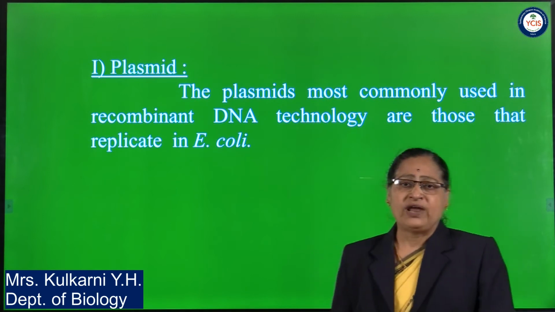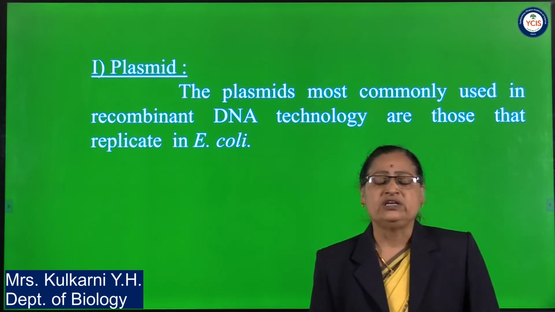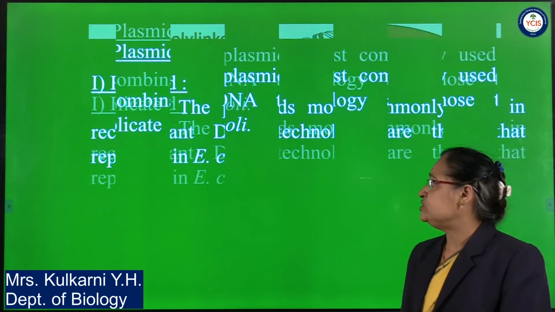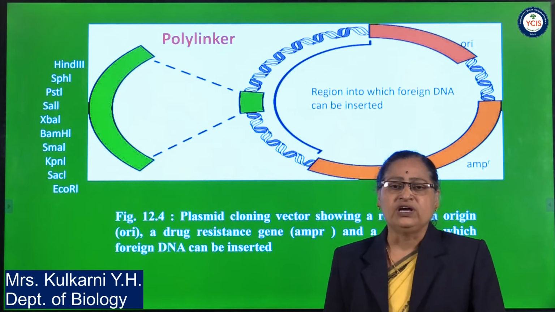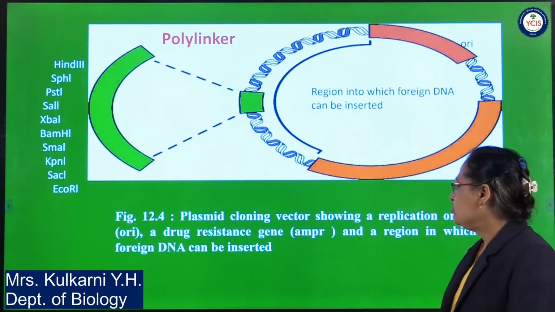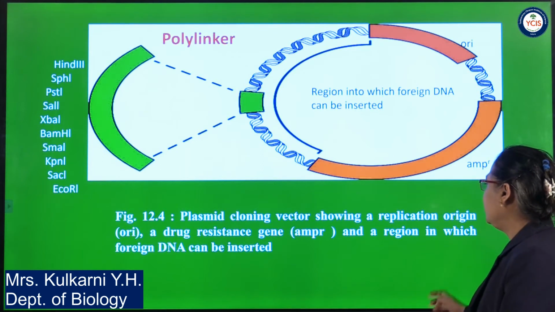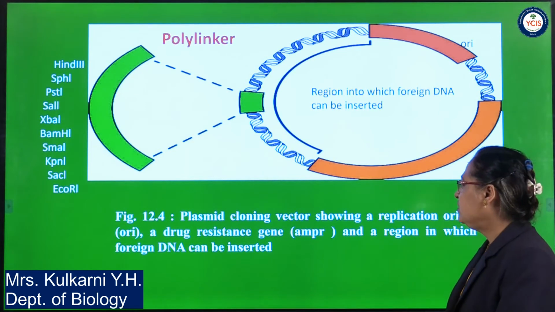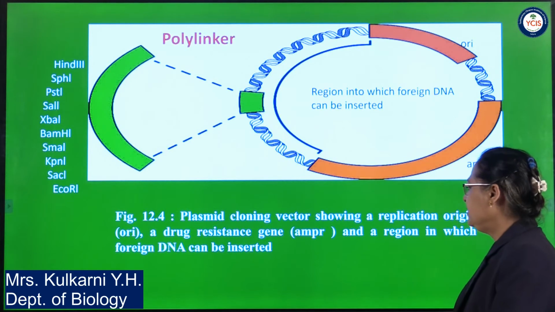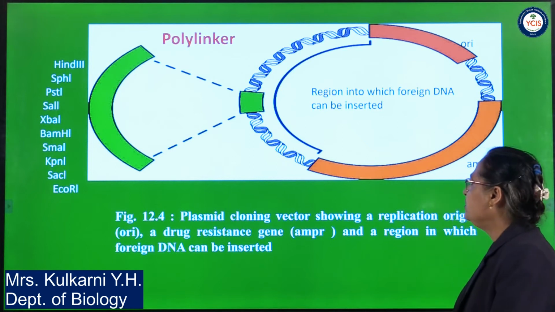So plasmids, especially the plasmid most commonly used in recombinant DNA technology, I have already told, is pBR322, and that can replicate inside the host cell. So see this plasmid cloning vector showing the replication origin, a drug resistance gene, the ampicillin resistance gene, and the region in which foreign DNA can be inserted.